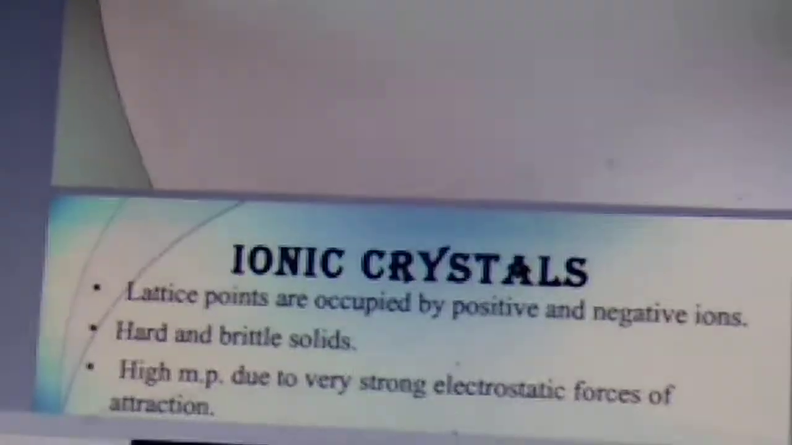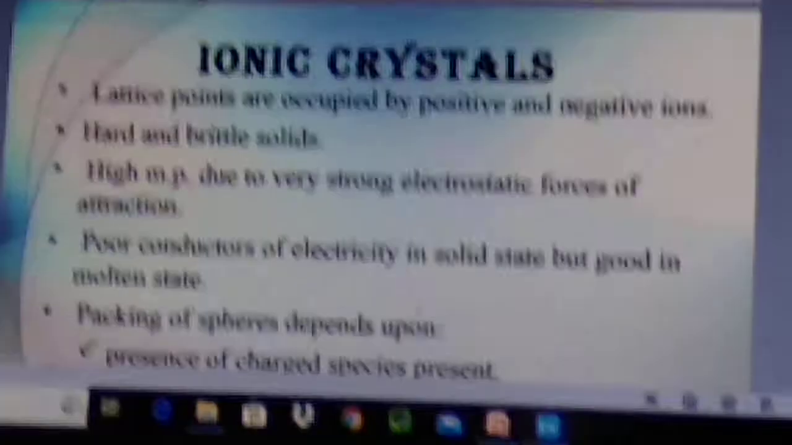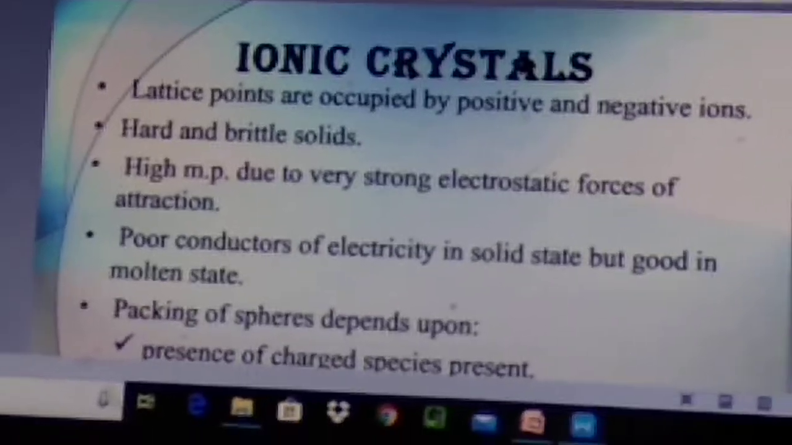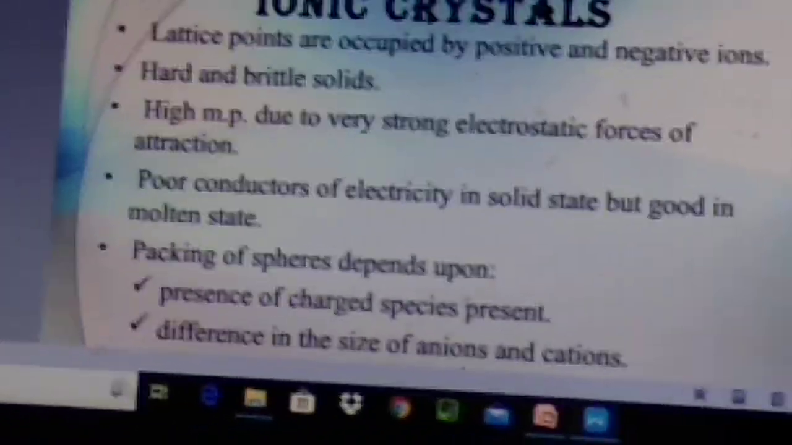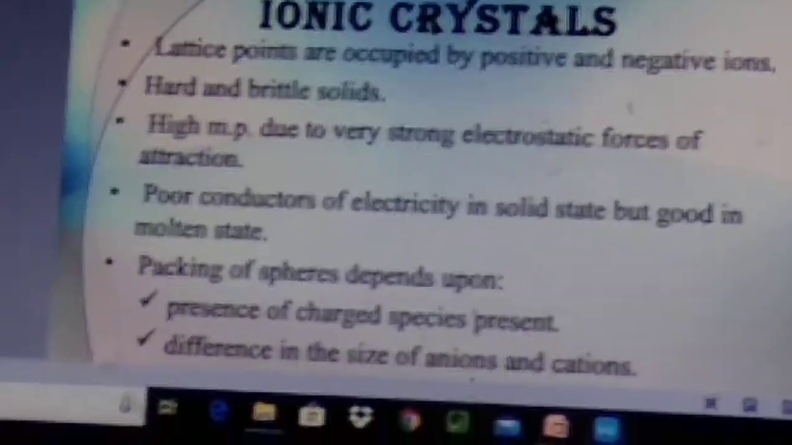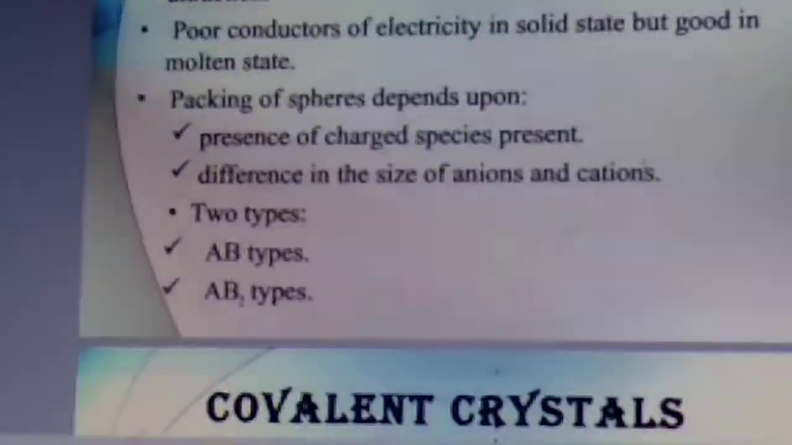Now, ionic crystals. Ionic crystals are hard and brittle solids with high melting points due to strong electrostatic force of attraction, and poor conductivity of electricity. The packing of spheres depends upon the presence of charged species and the difference in the sizes of the anions and cations. This is about ionic crystals.